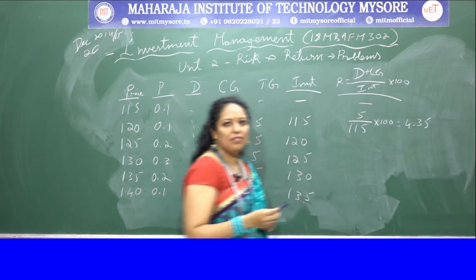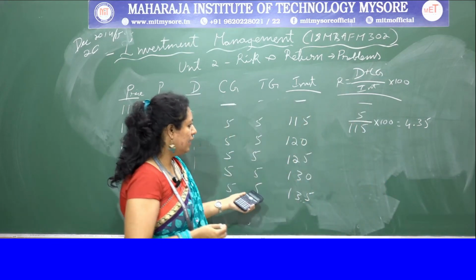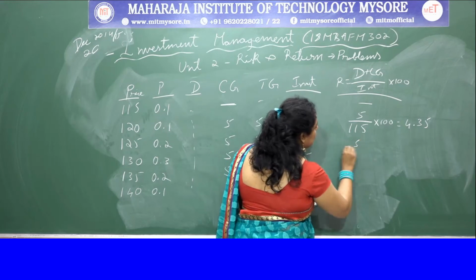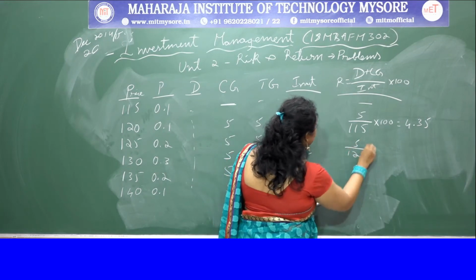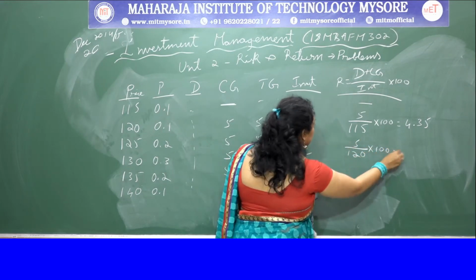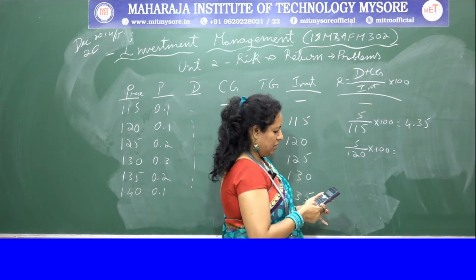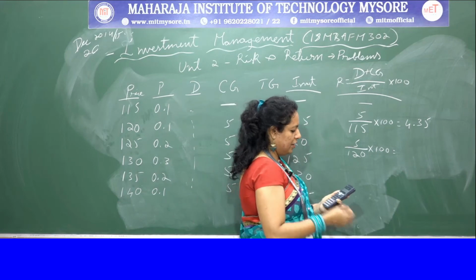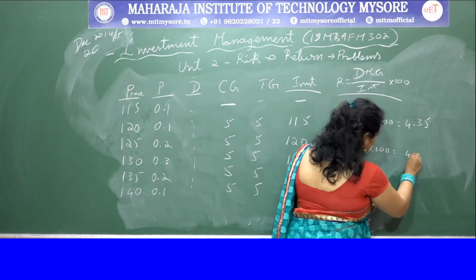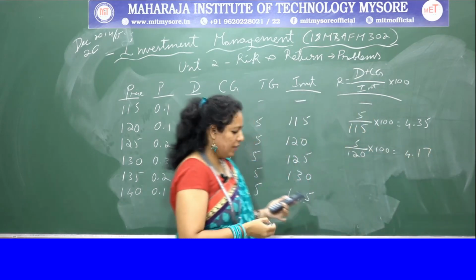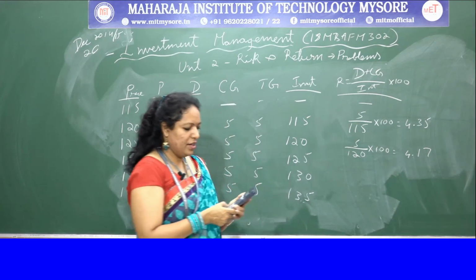4.35. In the same way, you have to do it for the rest of the prices. One more I'll show. 5 divided by 120 into 100, so 5 divided by 120 into 100. You get 4.17. Okay, like this, let's do others.